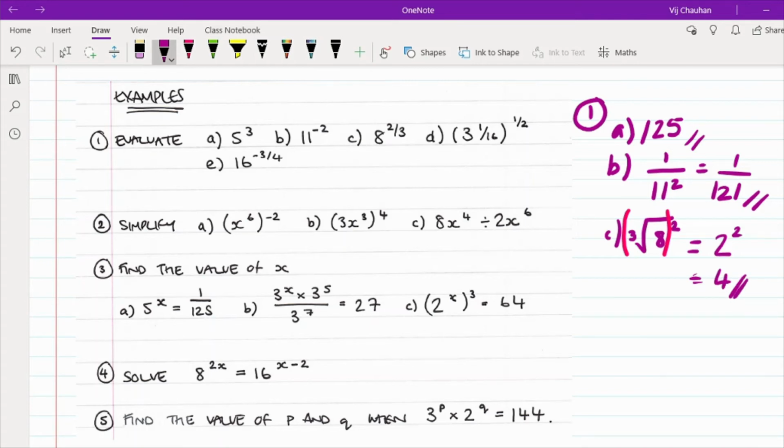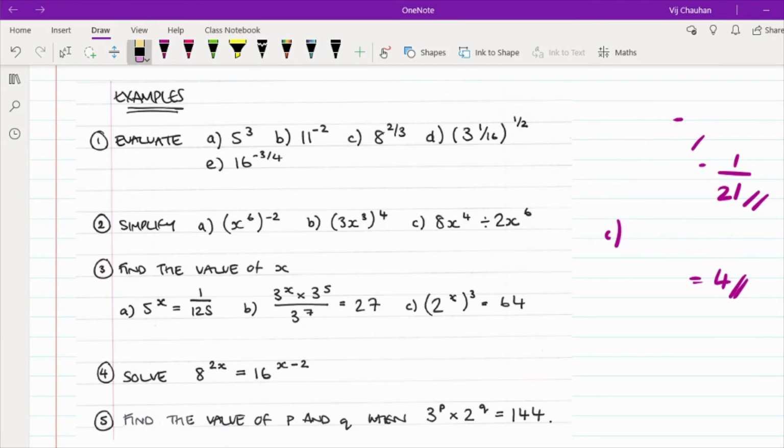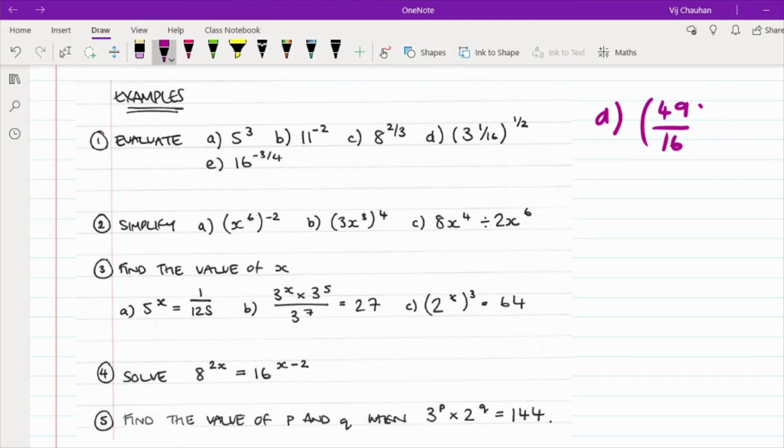For D, I'm just going to rub all of this out to give me a bit more space. With regards to question D, I've got 3 and 1/16 to the power of a half. Going through the question, it looks complicated because we've got a mixed number in here. One way to get around that is to write it as an improper fraction. So 3 times 16 plus 1 gives me 49 over 16. That to the power of a half.